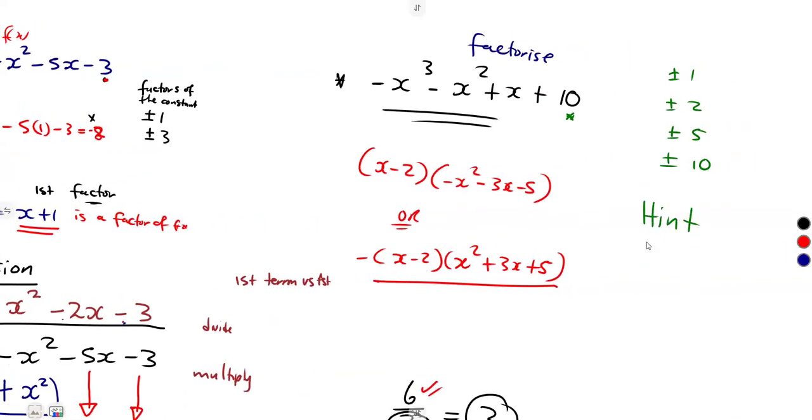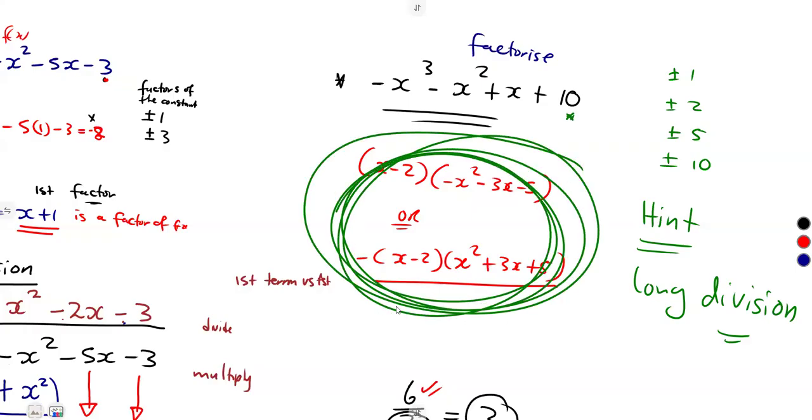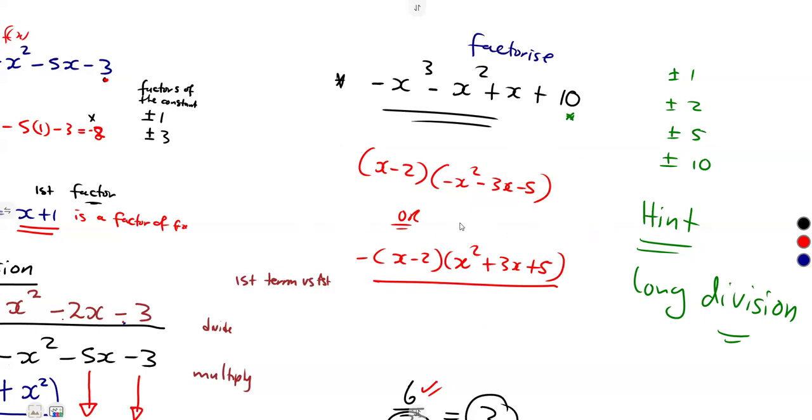So use that. Try using long division, all right? Try to find the remaining factors. This is what you're going to get as your final answers, any one of these two. So if you're not obtaining this, let's communicate.